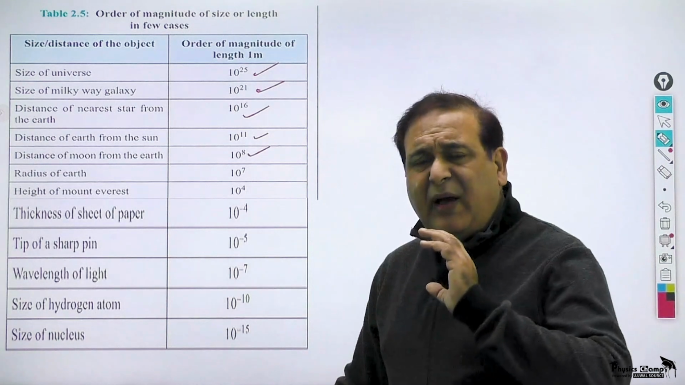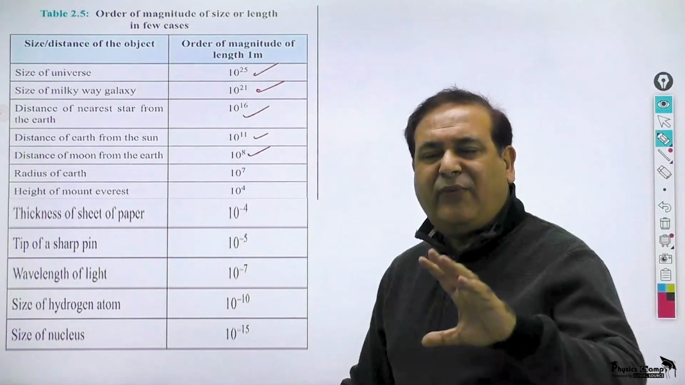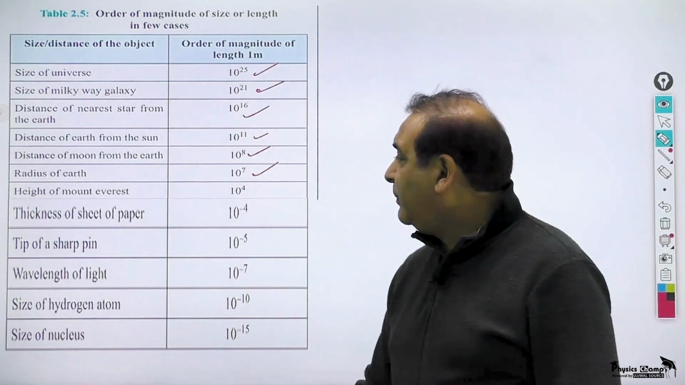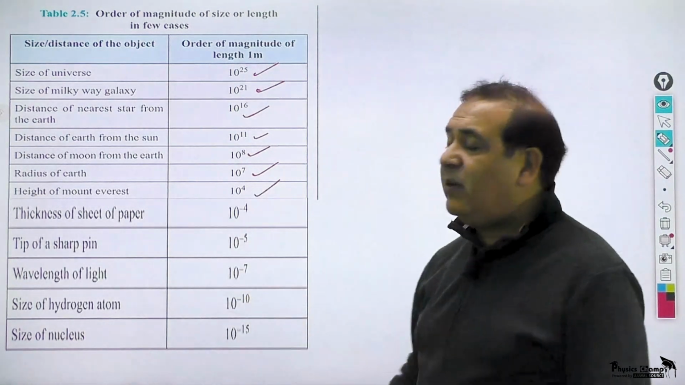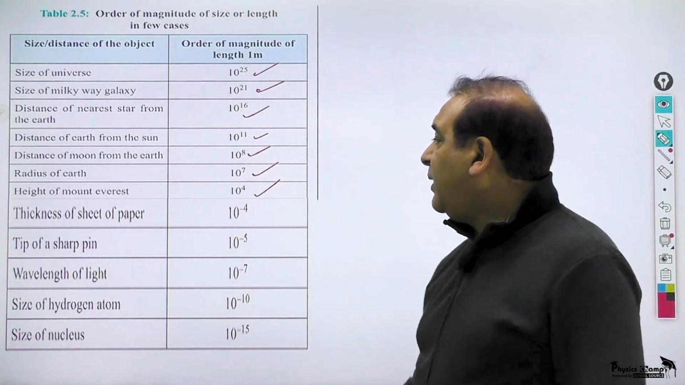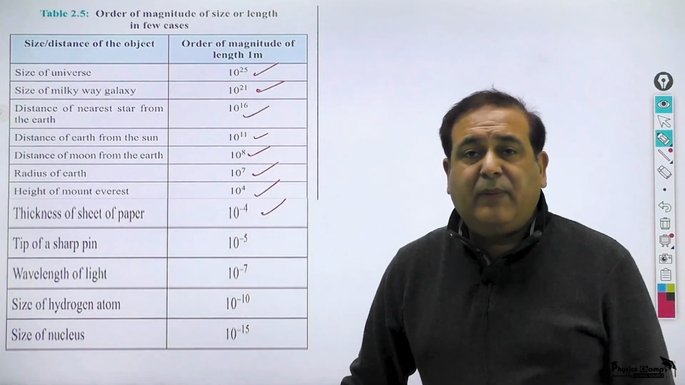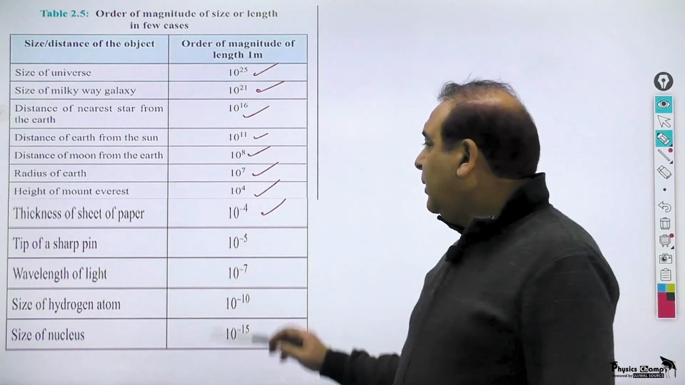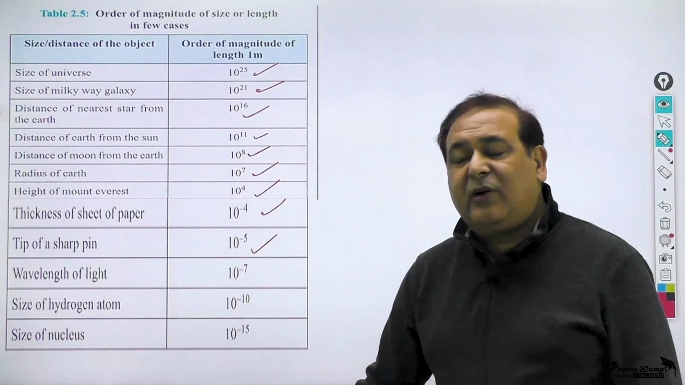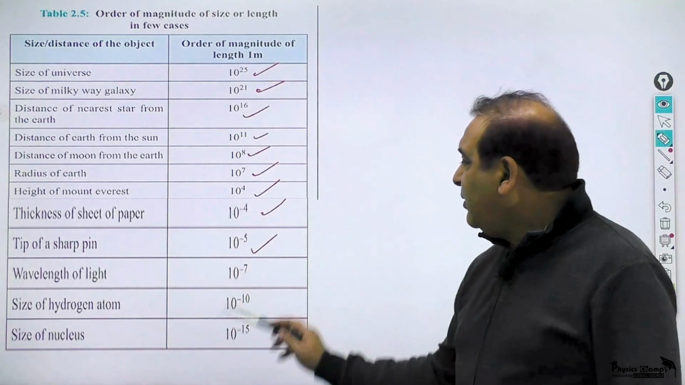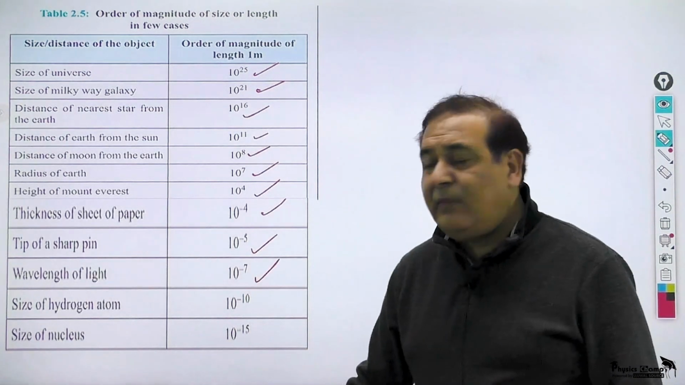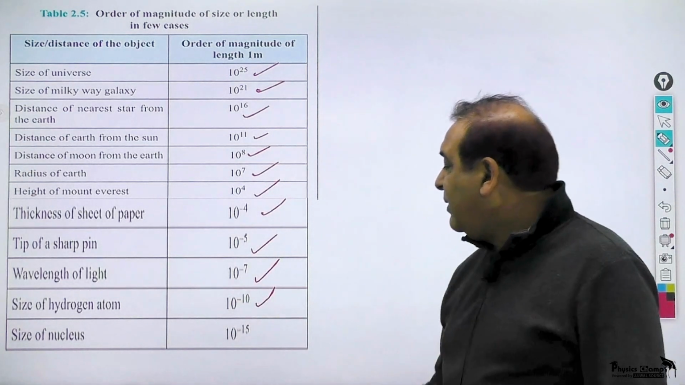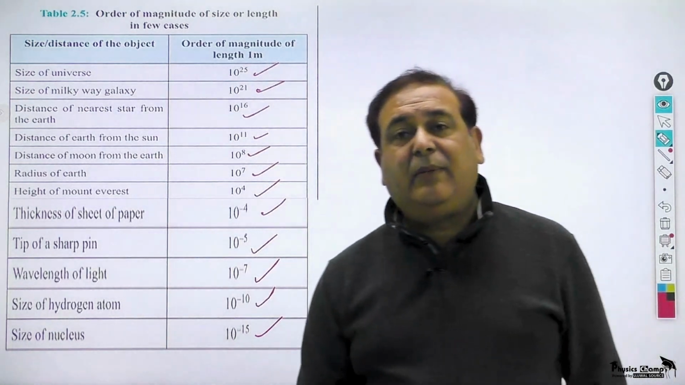So it gives an approximate idea of the gaps. Like radius of Earth is of the order of 10 to the power 7 meter. Height of Mount Everest is of the order of 10 to the power 4 meter. Thickness of sheet of paper is of the order of 10 to the power minus 4 meter or of the order of millimeters. Tip of a sharp pin is of the order of 10 to the power minus 5 meter. Wavelength of light is of the order of 10 to the power minus 7 meter. Size of hydrogen atom is of the order of 10 to the power minus 10 meter, and size of a nucleus is of the order of 10 to the power minus 15 meter.